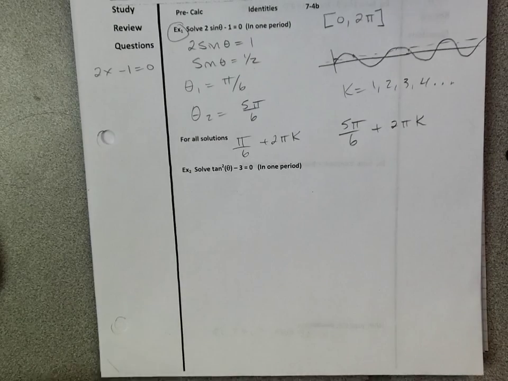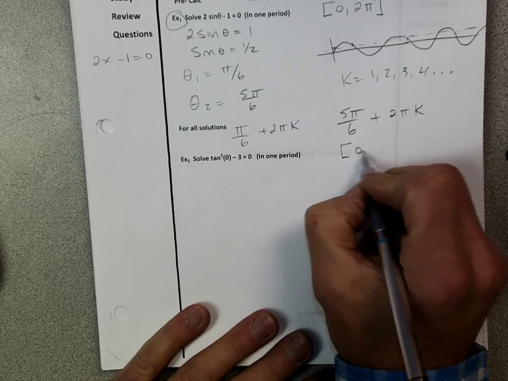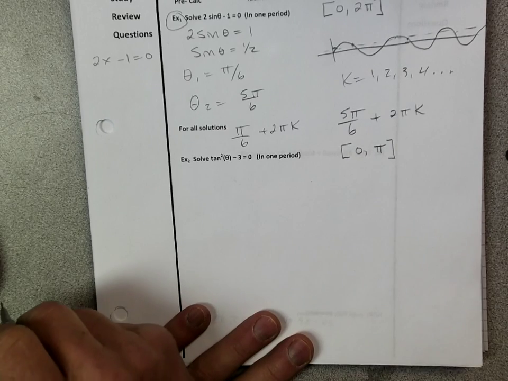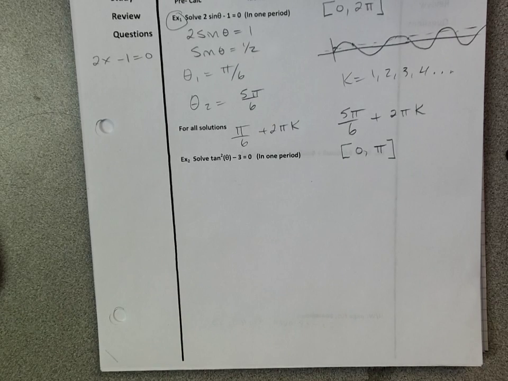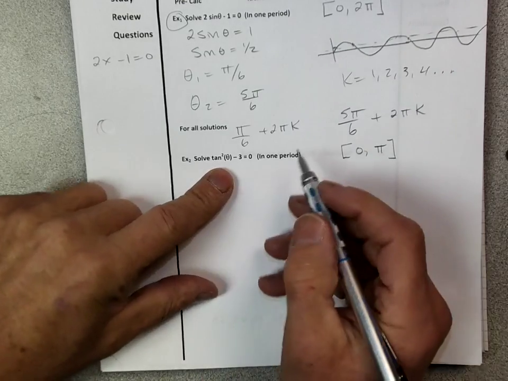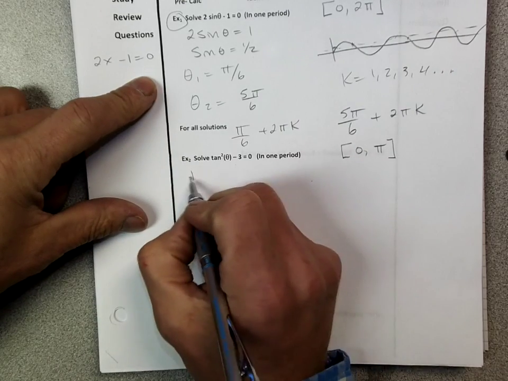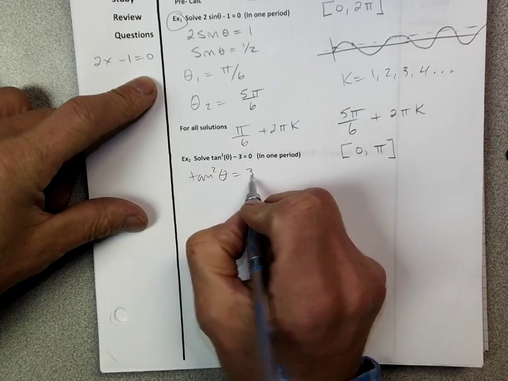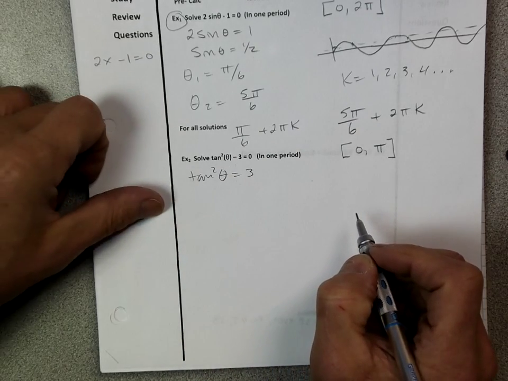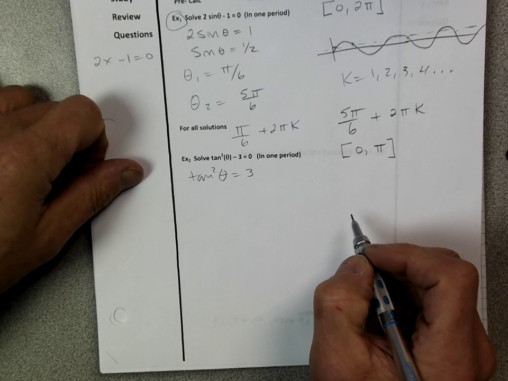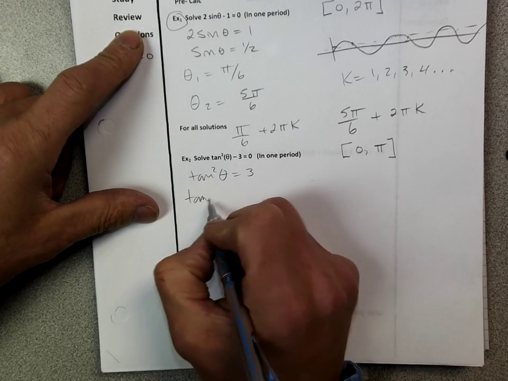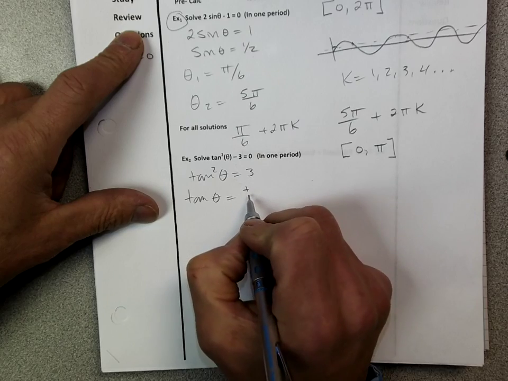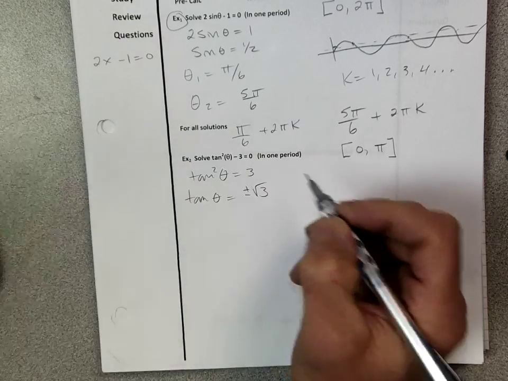Okay, example 2. Solve tangent squared theta minus 3 equals 0 in 1 period. Now, the period of tangent is between 0 and pi. Tangent doesn't go all the way to 2 pi. So let's see what we get. Step 1, let's add 3. So we get tangent squared theta equals 3. That makes sense. What am I going to do next? Square root it. So I get tangent of theta equals plus or minus the square root of 3. Plus or minus, because you can have a positive and negative answer.